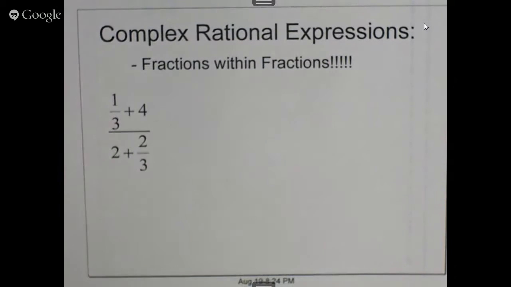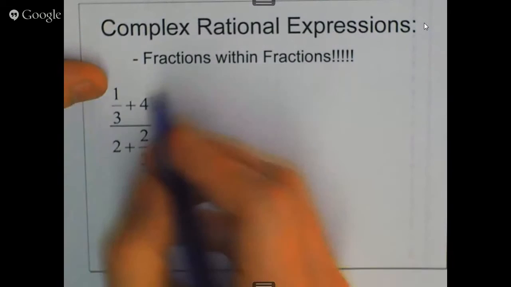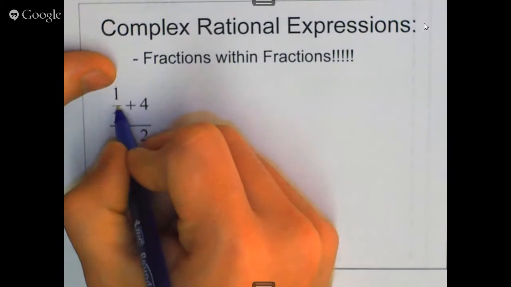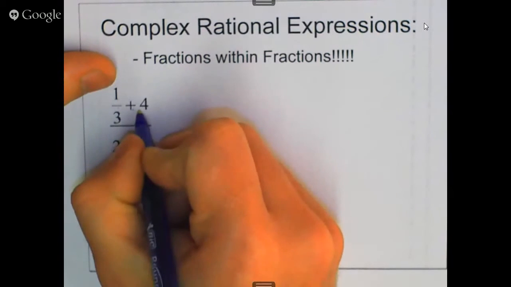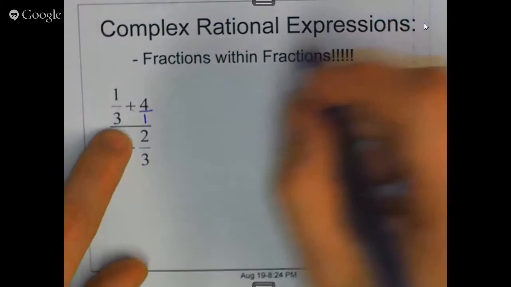Complex rational expressions. These are fractions within fractions, and these are one of my favorite things to do. But you got to be really organized here. Okay, so we'll start with an easy one. Okay, and start with the smallest fractions in here. Well, how do I add 1/3 plus 4? Well, you change 4 into 4 over 1. You need a common denominator of 3.